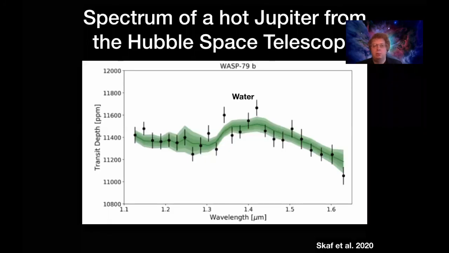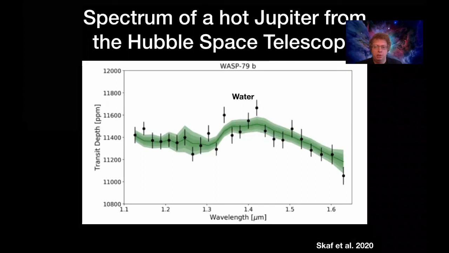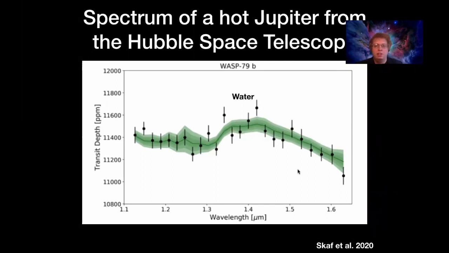So here's an example of the kind of improvement that we expect to see when we go from the Hubble telescope to James Webb. This is a spectrum of a hot Jupiter exoplanet, so a Jupiter orbiting very close to its star, but a massive planet, taken by the Hubble Space Telescope. You can see here that the spectrum is pretty noisy, but maybe there's a bump here, and this bump here corresponds to where we expect for water to show up. So this planet likely has water vapor in its atmosphere.